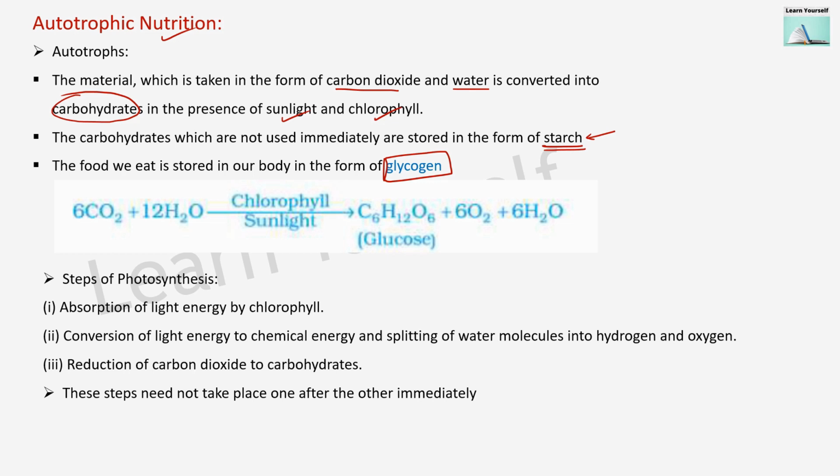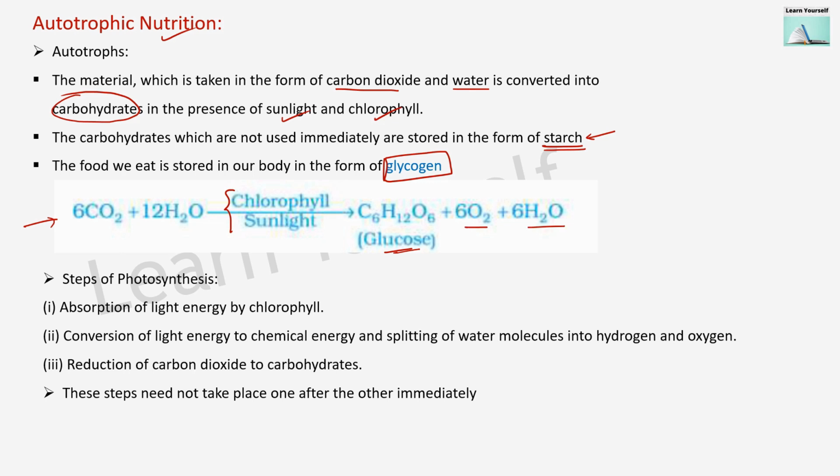Now this is an equation that you have to remember: when 6 molecules of carbon dioxide react with 12 molecules of water in the presence of chlorophyll and sunlight, these get converted into glucose, oxygen and water.